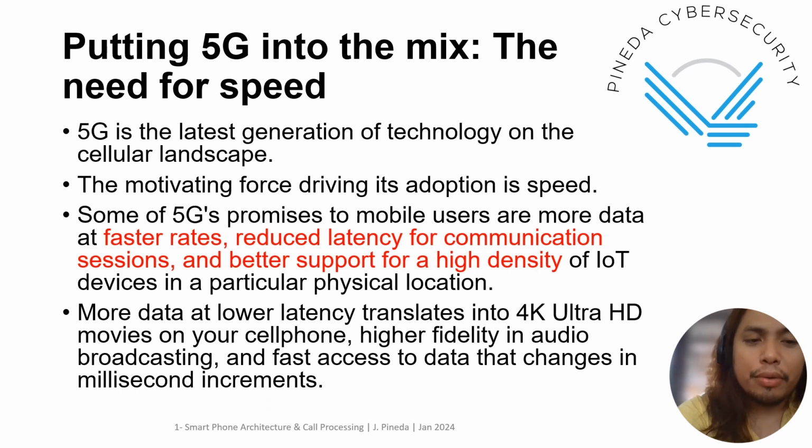So if you notice now, for example in the last bullet, more data at lower latency translates into 4K Ultra HD movies on your phone. Okay, high definition. Higher fidelity in audio, broadcasting, and fast access to data that changes in millisecond increments. Yeah, so it's very evident now. You can watch, and actually you can choose the type of quality in your video and in your audio, but it's really different because speed allows you to give more quality also. Okay.